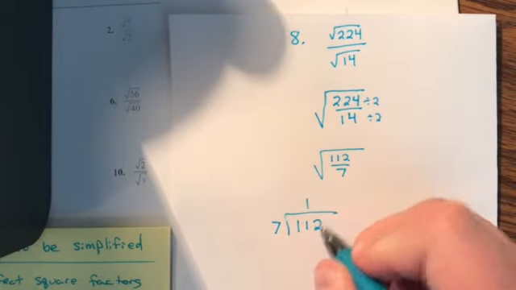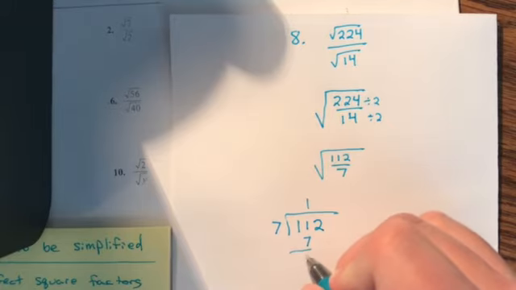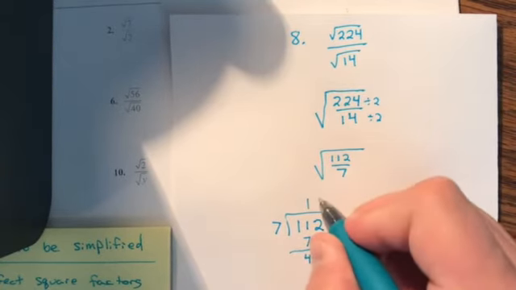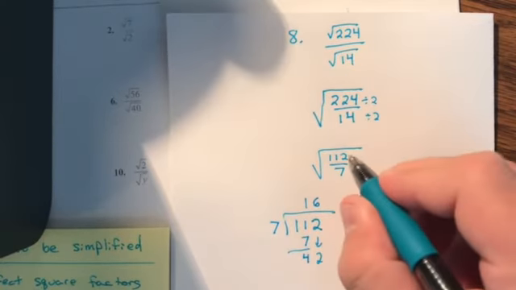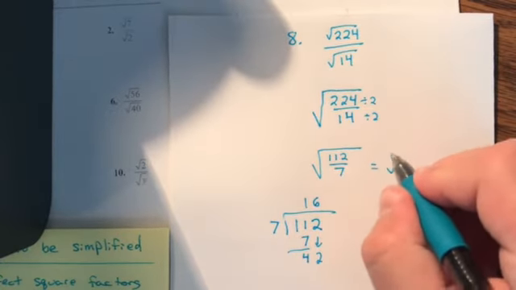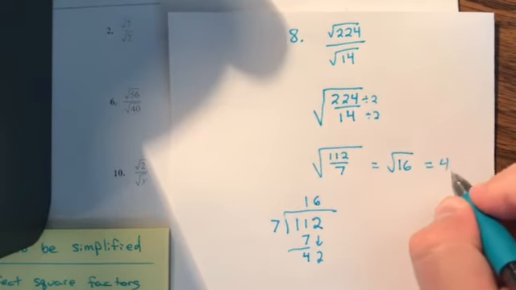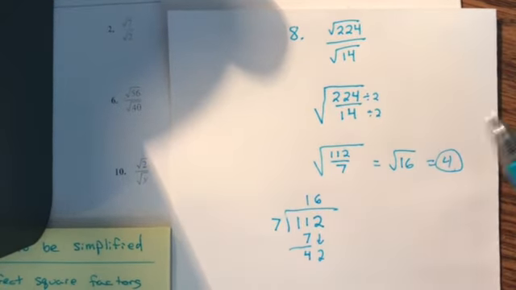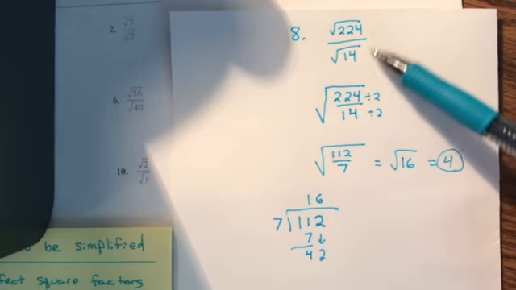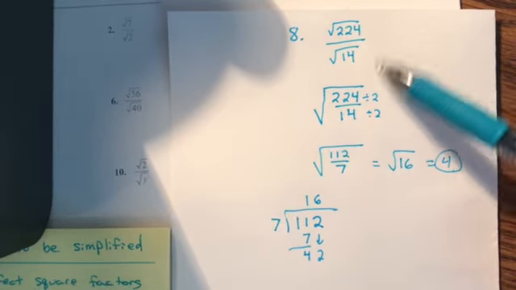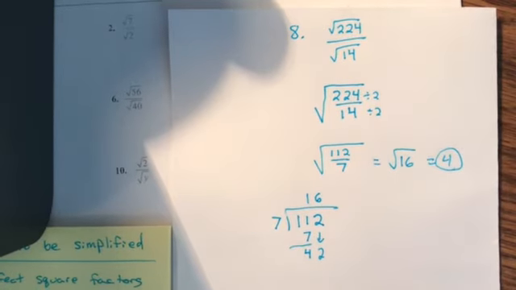7 goes into 11 once, with 4 left over, bring down the 2. 7 goes into 42 6 times evenly. So 112 divided by 7 is just 16, and the square root of 16 is just the number 4. So I would not multiply by the square root of 14 over the square root of 14 here, or you're going to get some crazy big numbers that are just going to be really hard to work with to continue to simplify.